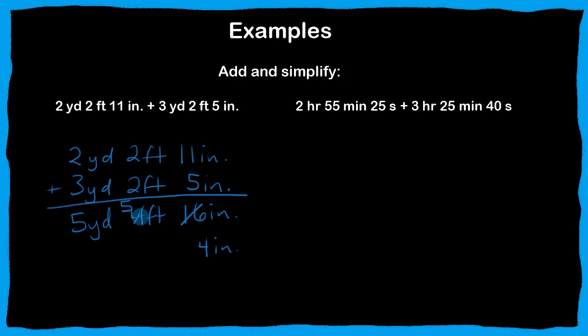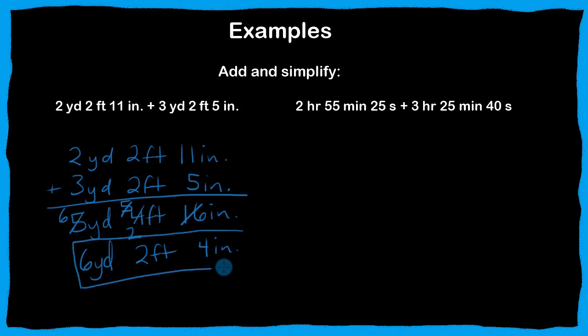Now, 5 feet, we can actually exchange 3 feet for a yard. So let's cross this one out again. Let's take 3 of those feet away. Leaves us with 2 feet. And actually, I'll go ahead and write that down here. 2 feet. That gives us an extra yard, right? We exchange 3 feet for a yard. And our answer is actually 6 yards, 2 feet, and 4 inches. So that would be our final answer. There's nothing else left that we can regroup.